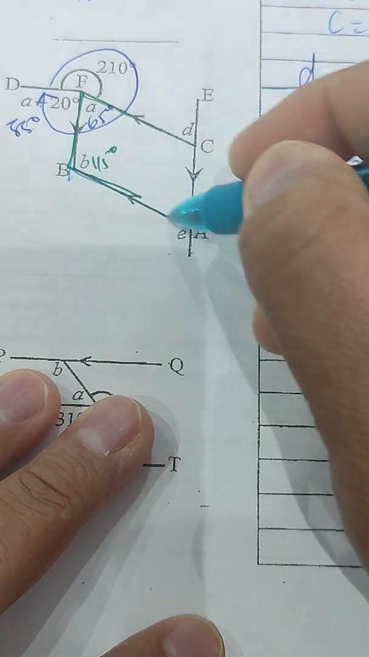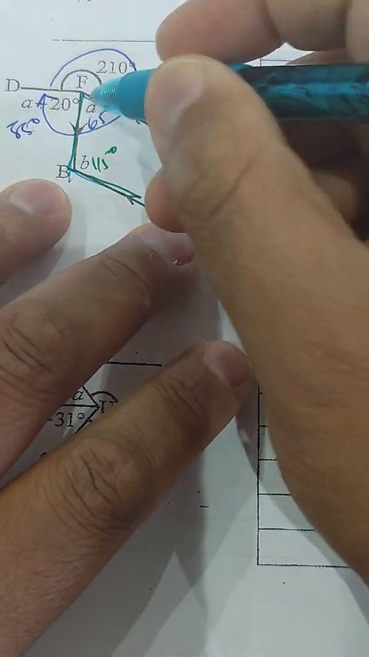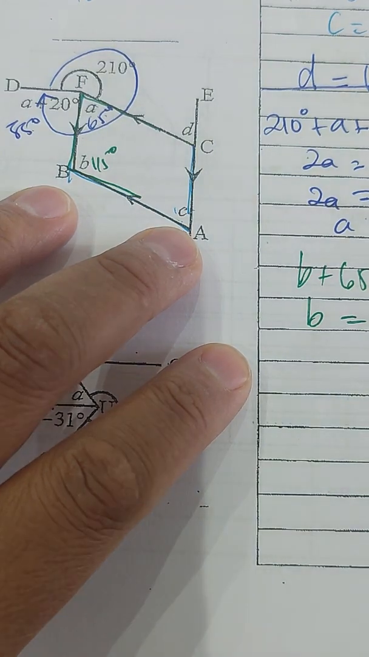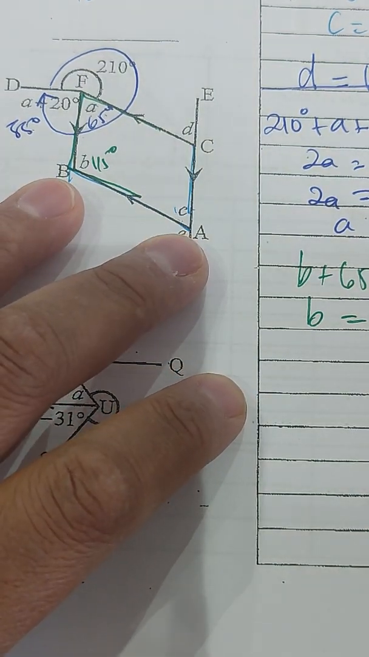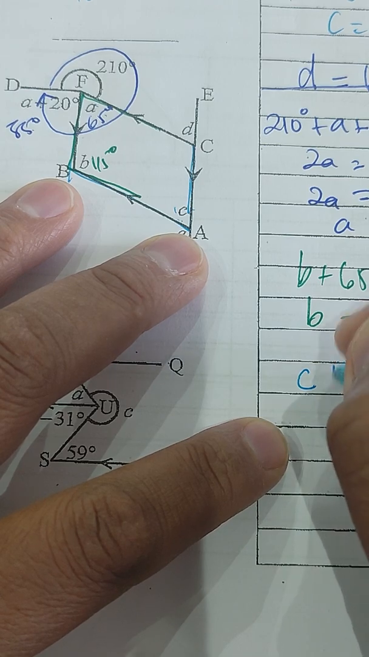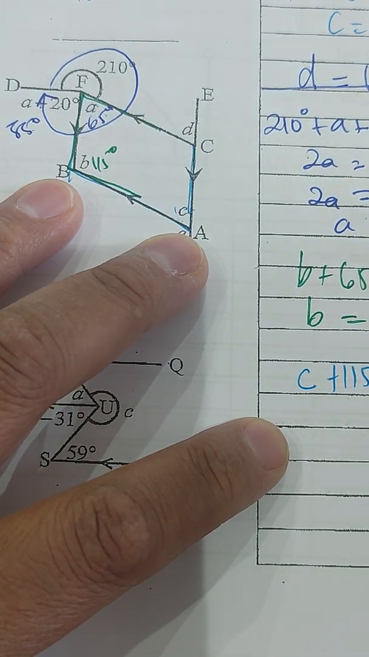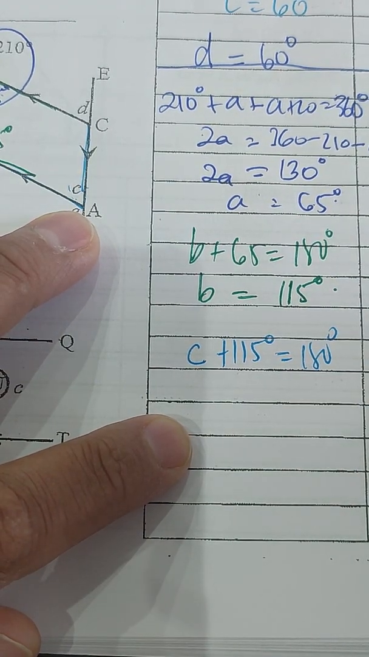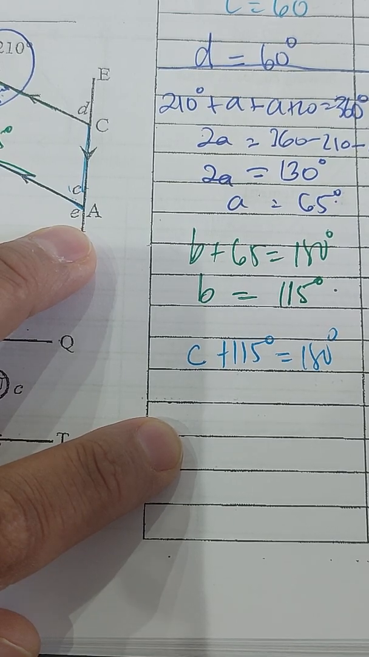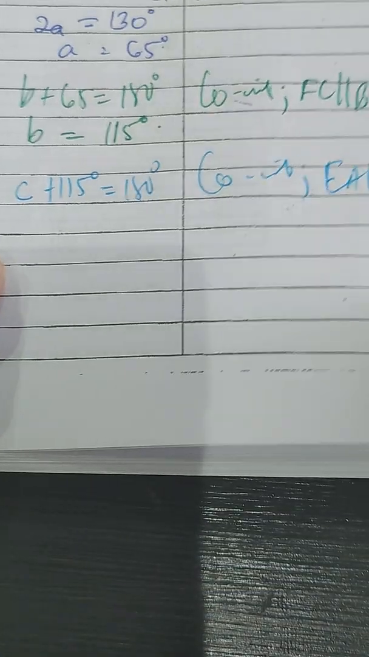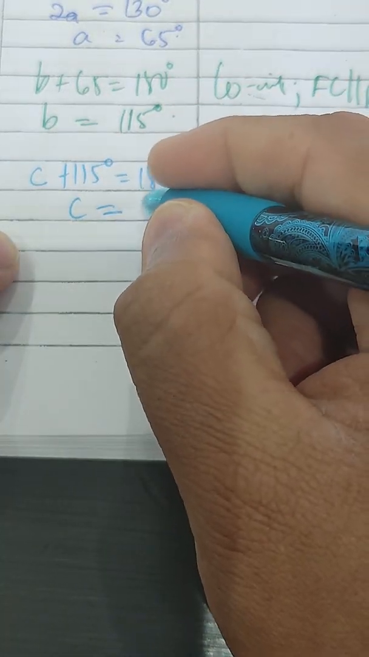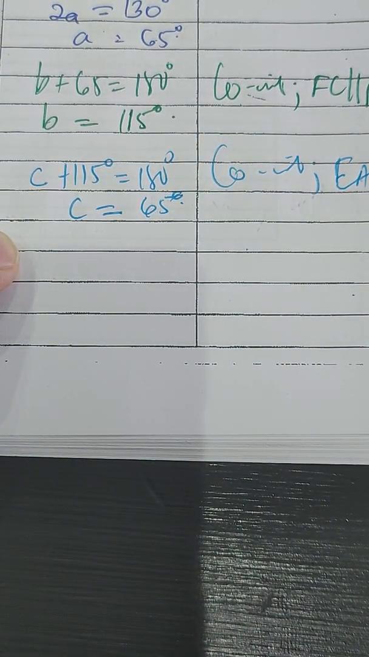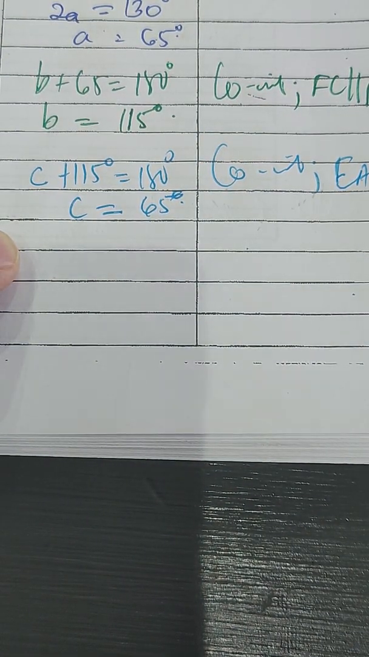Then C. Again, that is co-interior angles. Or you could have gone with opposite sides of a parallelogram, but you have to state the reason why that's a parallelogram first, because it wasn't given to us. So you're going to say C plus 115 is equal to 180, co-interior angles with EA being parallel to FB. So C is then equal to 180 minus 115, which is 65 degrees. Again, we put it in the diagram.